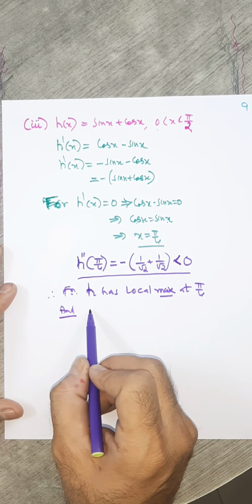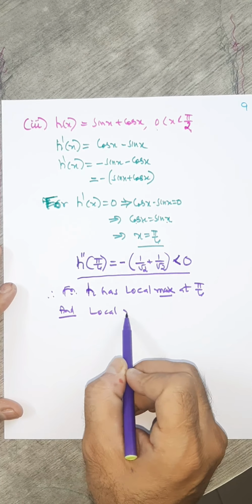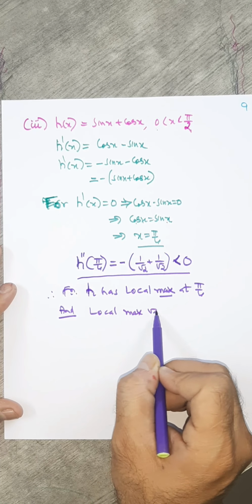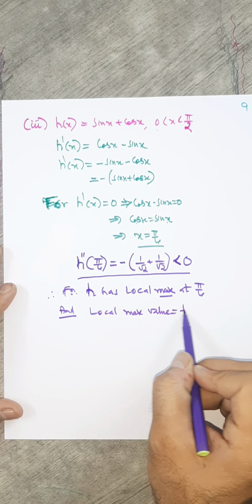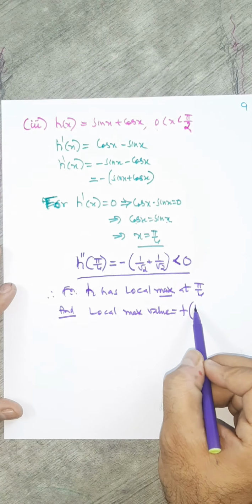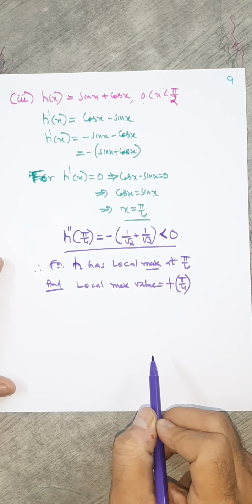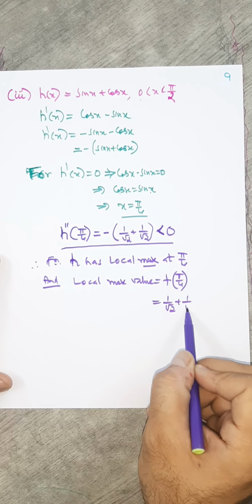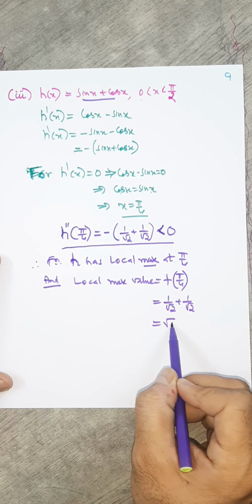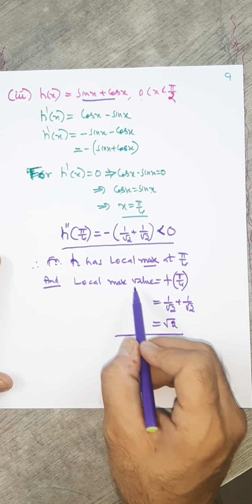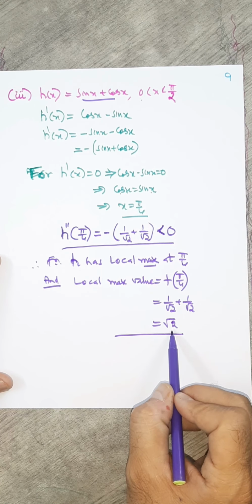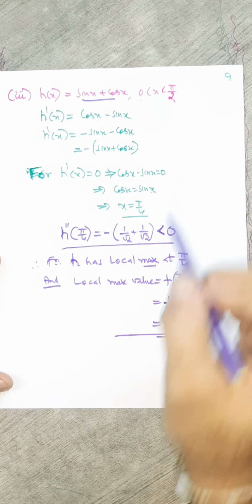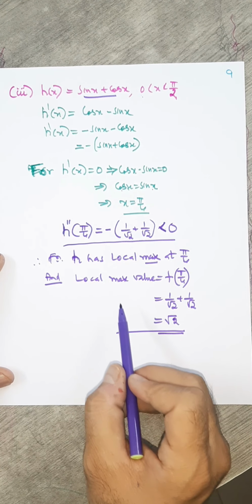And the local maximum value equals, how do we get it? Put pi by 4 in the function. So f of pi by 4 will be 1 by root 2 plus 1 by root 2. We are putting it in the function, so it will be just root 2. So the local maximum value is root 2 here, in the domain of the first quadrant, remember.